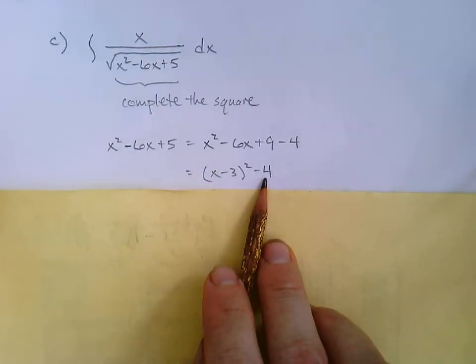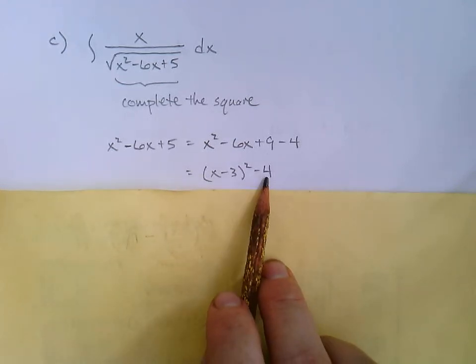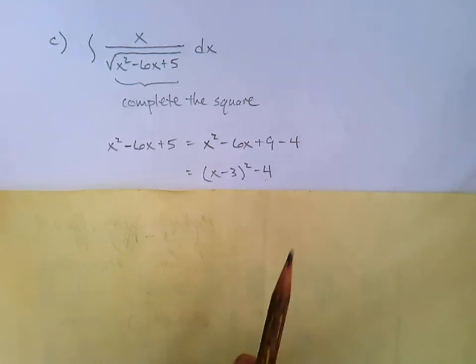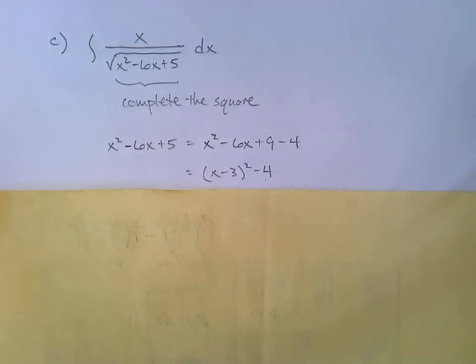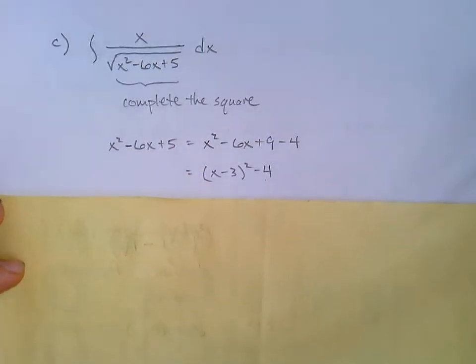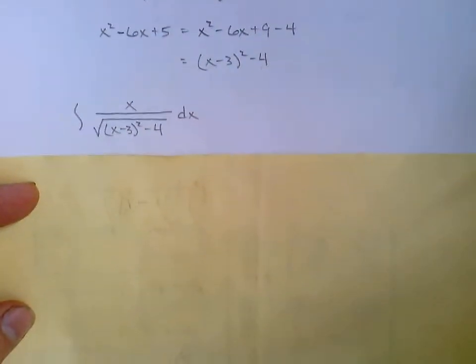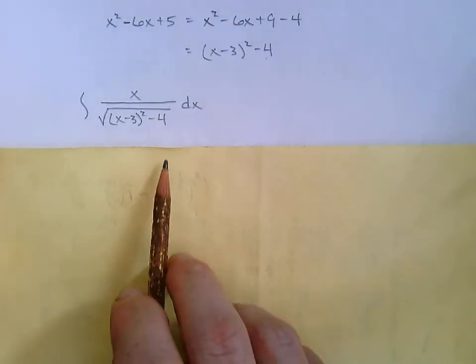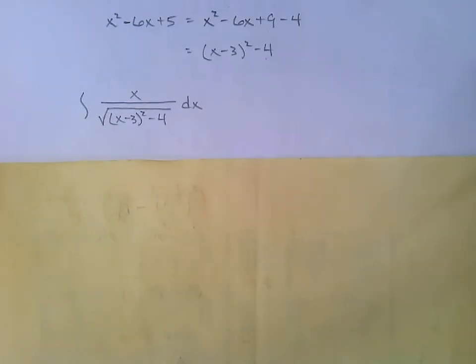Now, of course, the 4 doesn't necessarily have to be a perfect square. It did work out that way in this problem, but this could have been a 2 or a 3 or a 10. We would just think of the square root as the square root of that number, whatever it was. Okay, so rethinking this, replacing underneath, here's our integral now. Integral x over the square root of x minus 3 squared minus 4 dx.